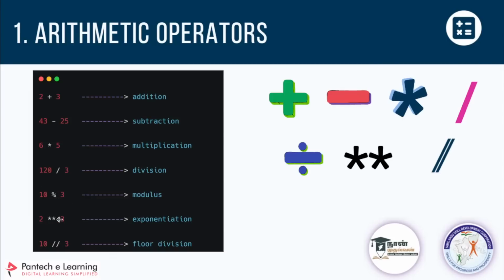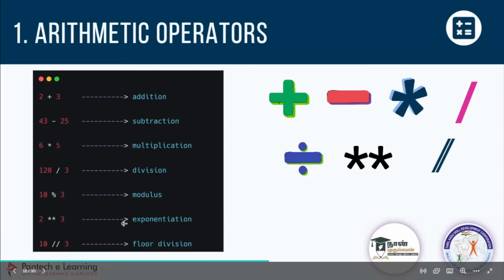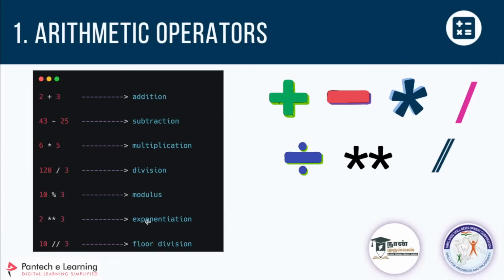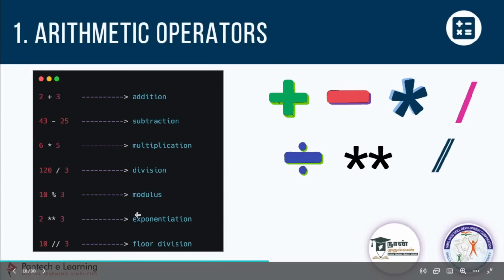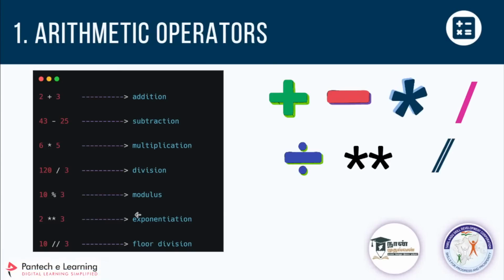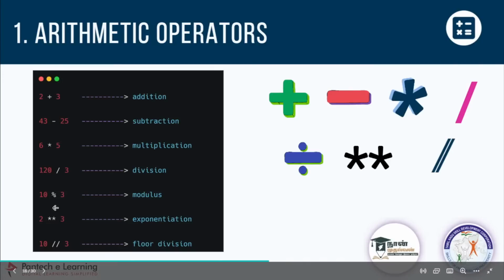Regarding double star, if you want exponentiation, that is to the power. 2 to the power 3, which is like 2 cube. Whatever the value is will be the output. If you want to find something like 2 to the power 10, you can give it with double star. Single star is multiplication, double star is exponentiation.